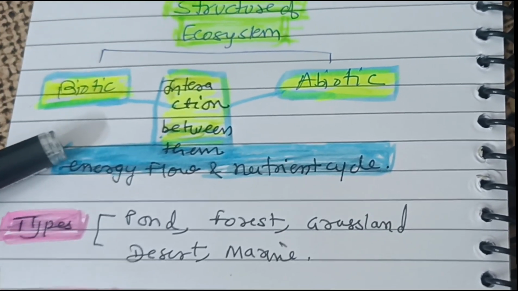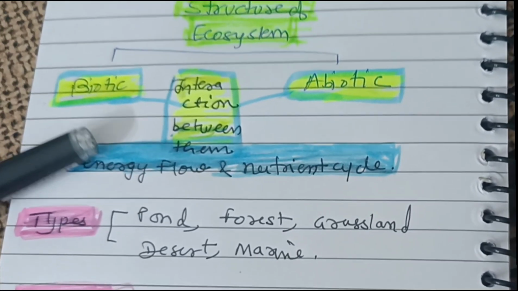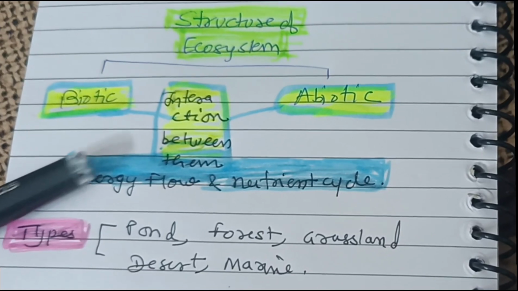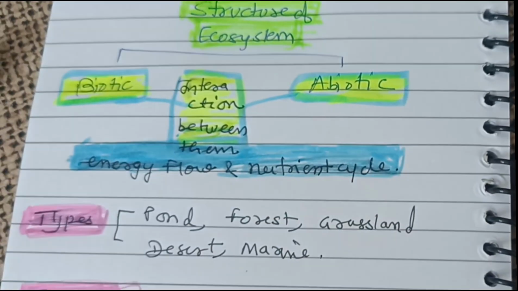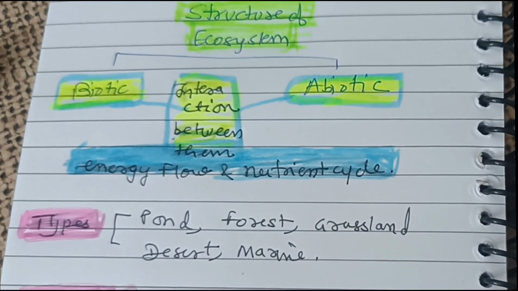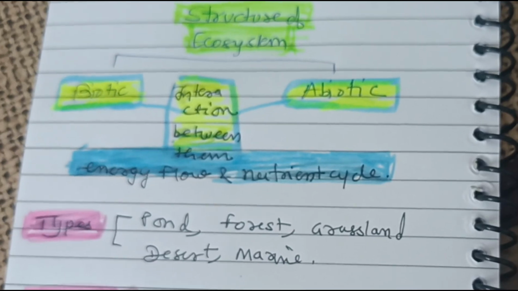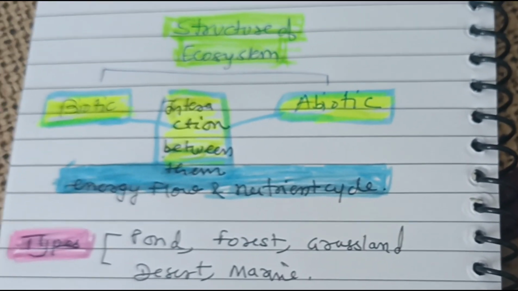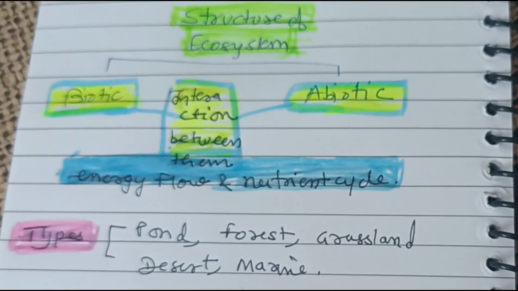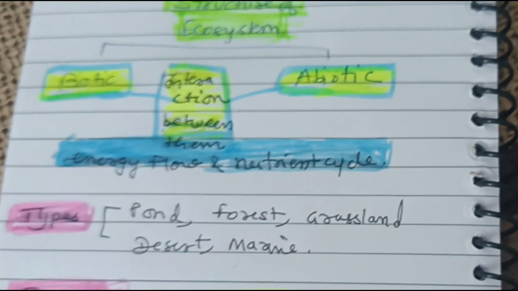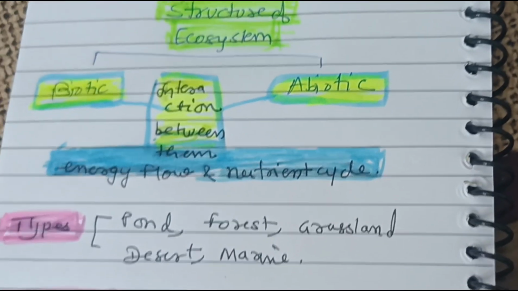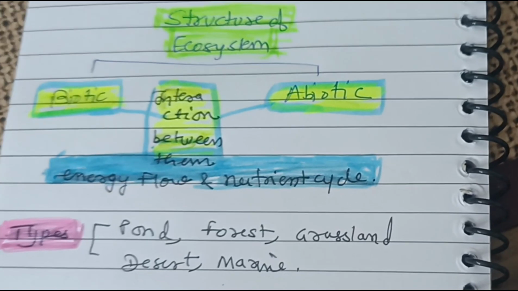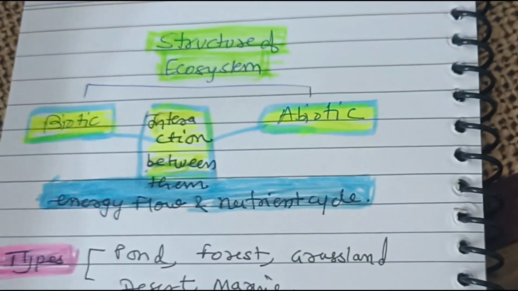into producer, consumer and decomposers. The producers consist of phytoplankton and algae, and consumers consist of zooplankton, small fishes and frogs. And decomposers contain the fungi and bacteria. So energy flows from sunlight to algae, then small fishes to the large fishes, and then finally the decomposers.